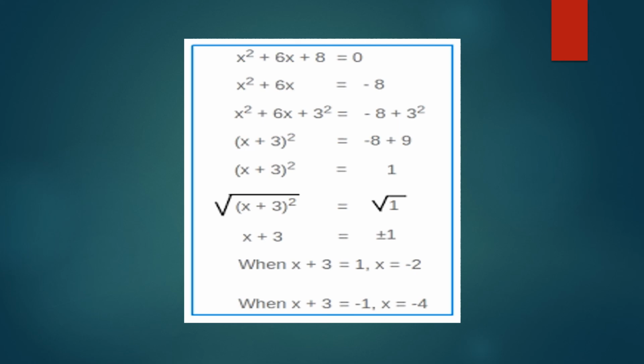If x plus 3 is taken as 1, then x is equal to 1 minus 3, which gives the answer as negative 2. If x plus 3 is equal to minus 1, then x is equal to minus 1 minus 3, which becomes minus 4. So we obtain the roots of x as minus 2 and minus 4. Like this, we solve a quadratic equation using the method of completing squares. We have to follow the step-by-step instructions and find the solution to the equation.